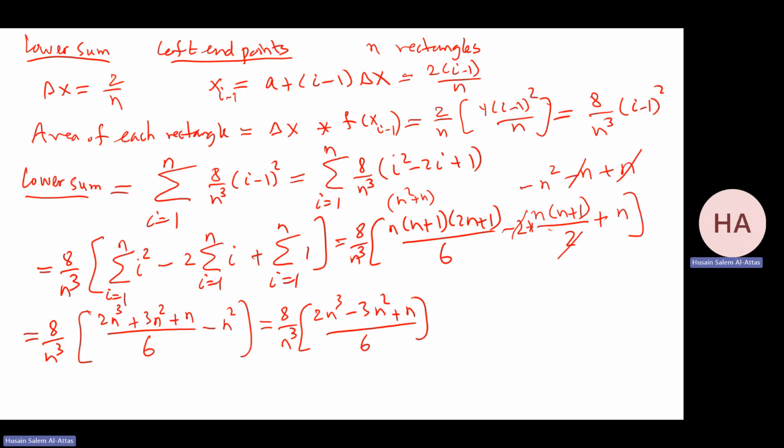Okay, and that is what? That is 4 over 3n cubed times what?